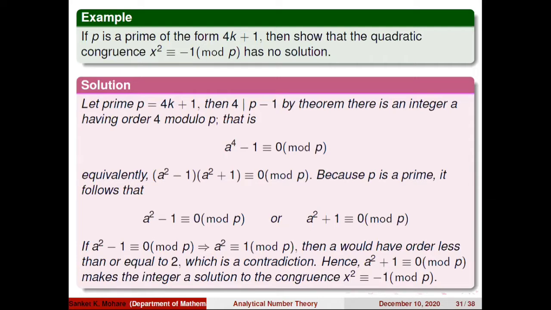If p is a prime of the form 4k plus 1, then we have to show that the quadratic congruence x squared congruent to minus 1 modulo p has a solution. So this we have to prove. Let's have the proof.